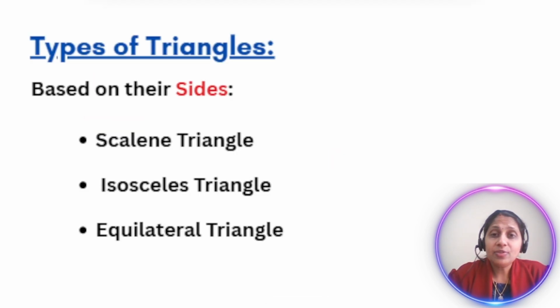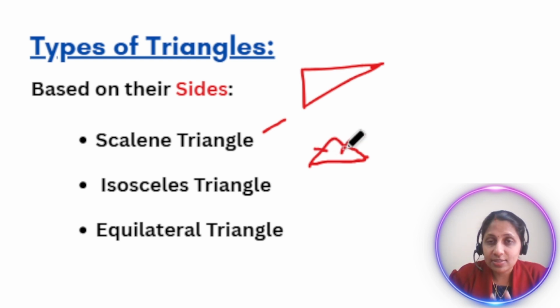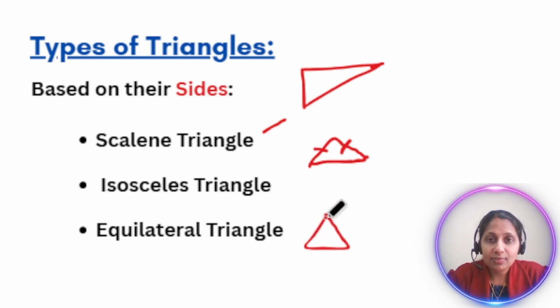So what are the different types of triangles? Based on their sides alone, we have three different types. First one is the scalene, where all the sides are different like this. This is a scalene triangle. The next one is the isosceles. Isosceles means two sides are equal. So this side and this side, two sides are equal. That is isosceles. Equilateral triangle, all the three sides are equal. That is equilateral triangle. Okay. Based on their sides, you can classify triangles into three types: scalene, equilateral, and isosceles.